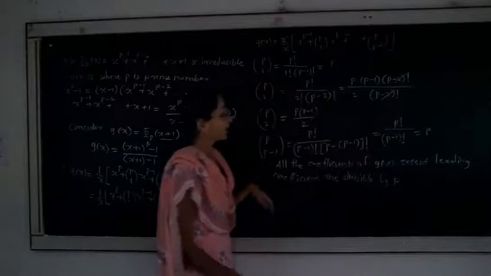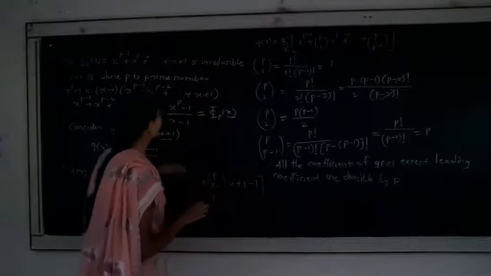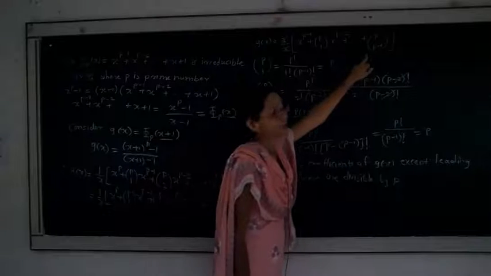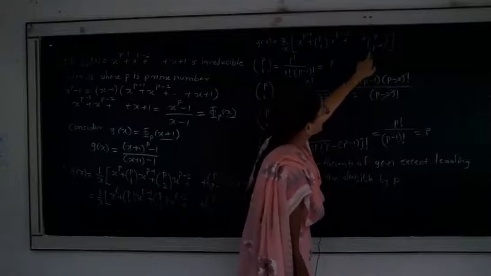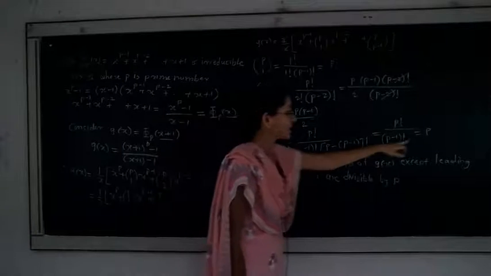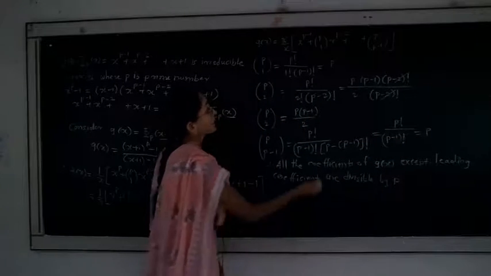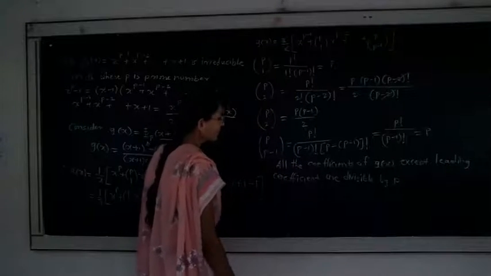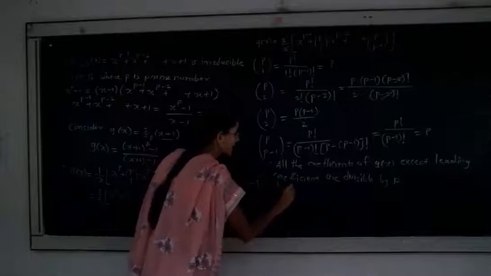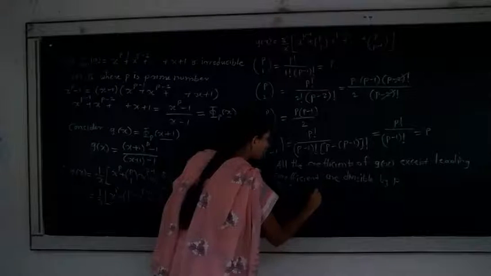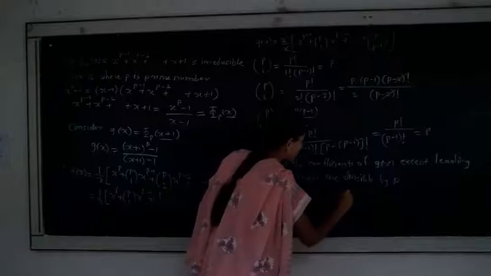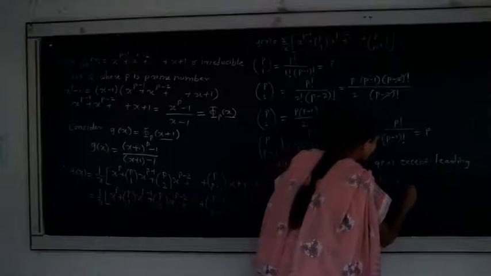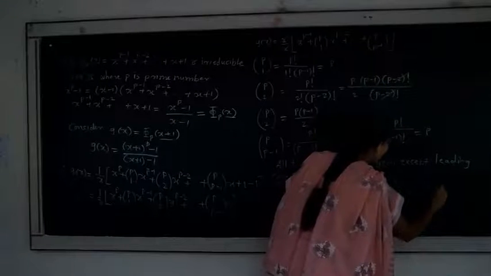p divides p. p square does not divide the constant term. See the Eisenstein criteria. p square does not divide the constant coefficient of the polynomial g of x. The constant coefficient is p. p square does not divide p, and p divides all the coefficients except the leading coefficient of the polynomial g of x. Therefore, by Eisenstein criteria, g of x is irreducible. The polynomial g of x is irreducible over Q.